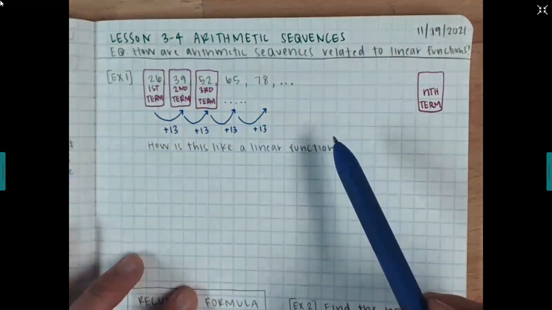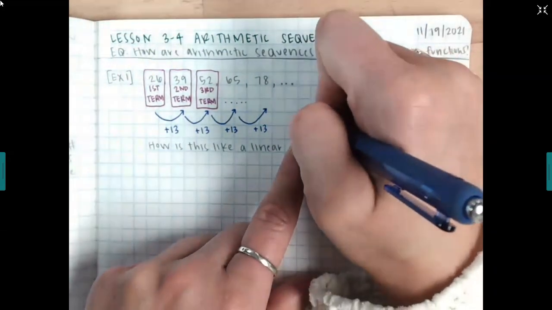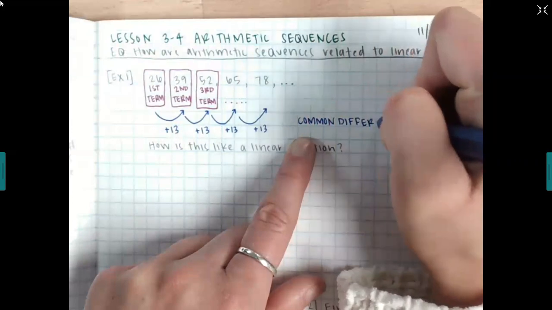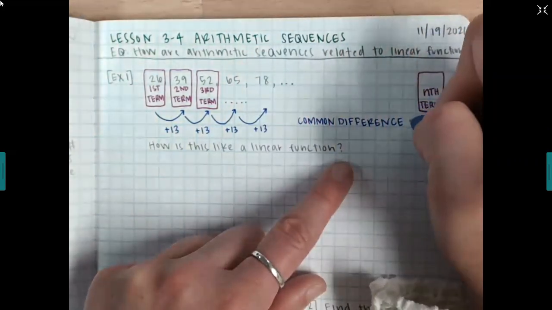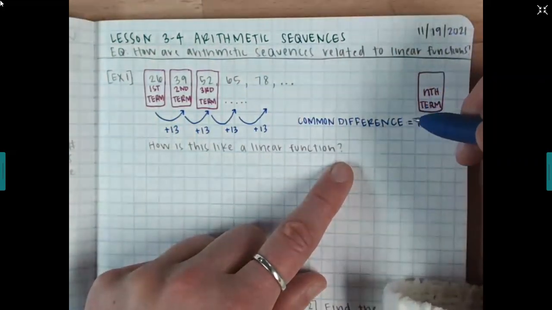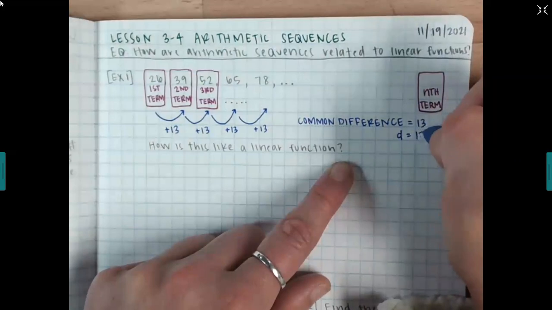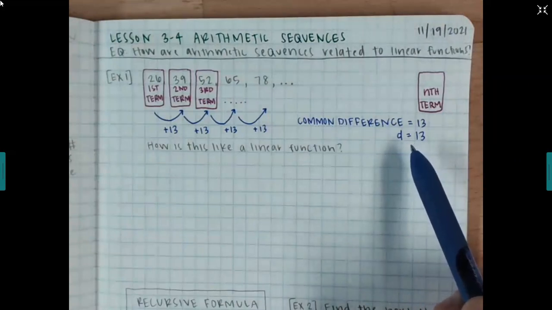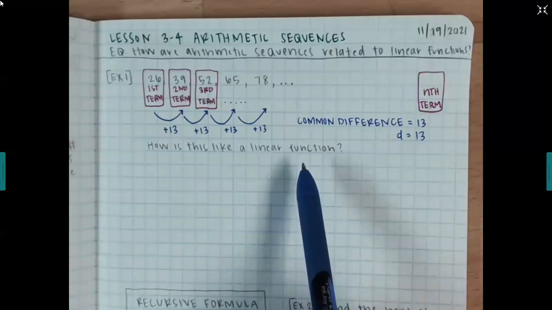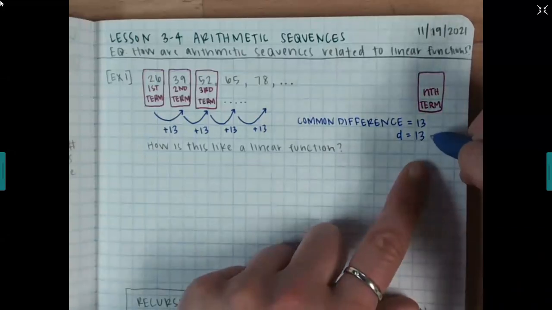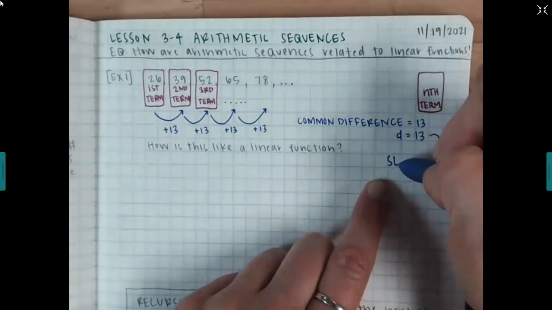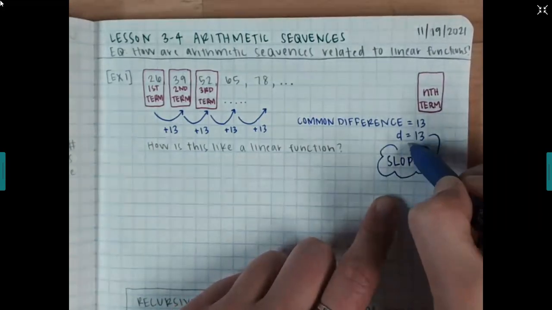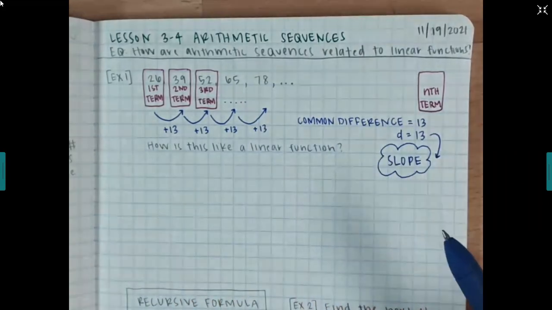So it continues. So what we say is that our common difference is 13. And we use the variable d for that. So d equals 13. Because they're talking about common difference here. Now, this is very similar to a linear function. One thing that you can recognize is that this is the slope. This is what repeats over and over again to get the next terms.